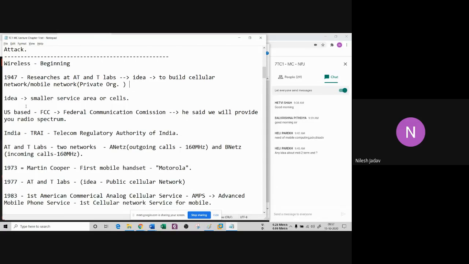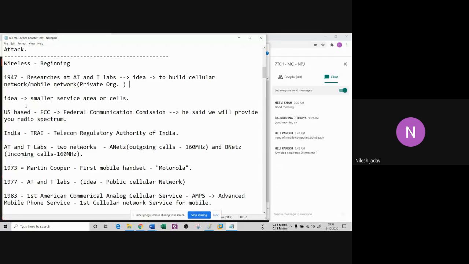So AT&T Labs had created two networks earlier, in the 90s I guess, A-nets and B-nets. A-nets works on 160 megahertz, specifically meant for outgoing calls, so I can call someone. B-nets is another version, which works with 160 megahertz again, but that is for incoming calls. So basically, they had created two networks, one for outgoing and one for incoming, with two different infrastructures.